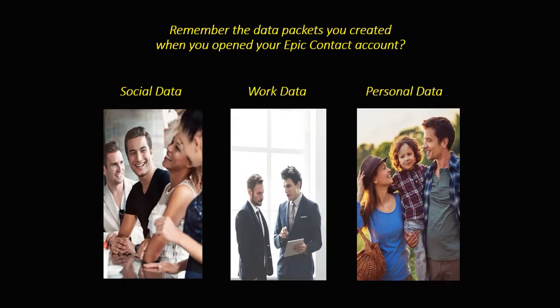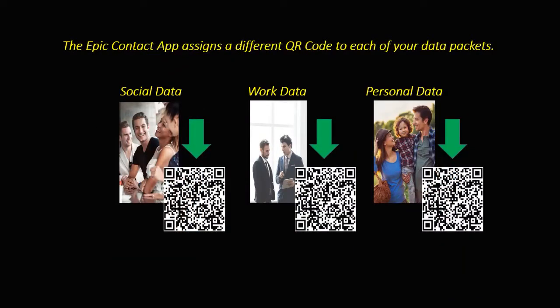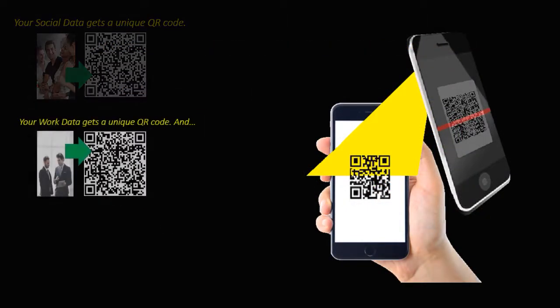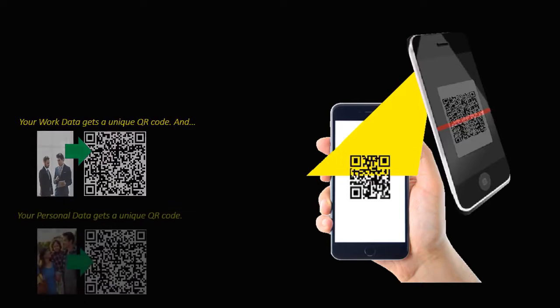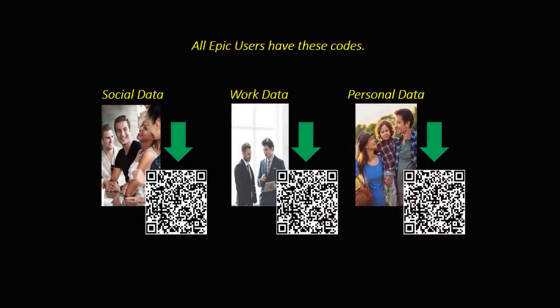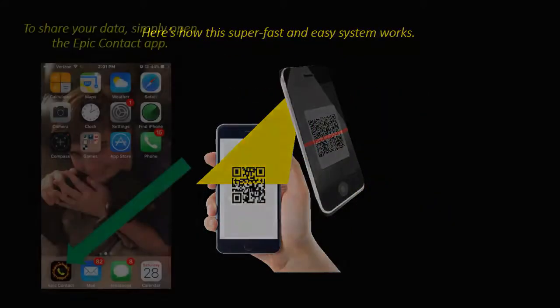Remember the data packets you created when you opened your Epic Contact account? Well, now we're going to do something amazing with them. The Epic Contact app assigns a different QR code to each of your data packets. Your social data gets a unique QR code, your work data gets a unique QR code, and your personal data gets a unique QR code. All Epic users have these codes. Here's how this super fast and easy system works.